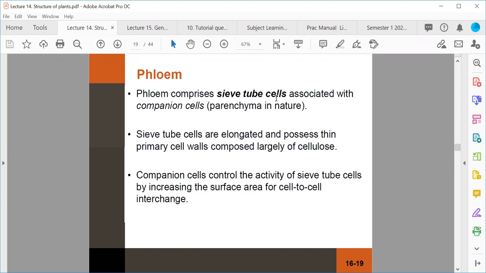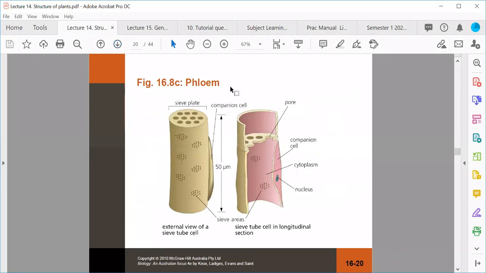tube cells, although they are living cells, they actually do lose a lot of their organelles, so they still need support from other cells. Sieve tube cells are elongated. They have thin primary cell walls composed mostly of cellulose, and the companion cells that are associated with them control the activity of sieve tube cells. And let's have a look at that on the next slide.